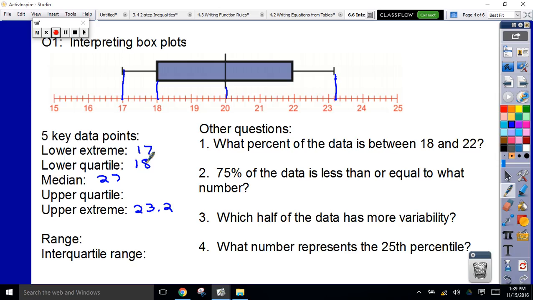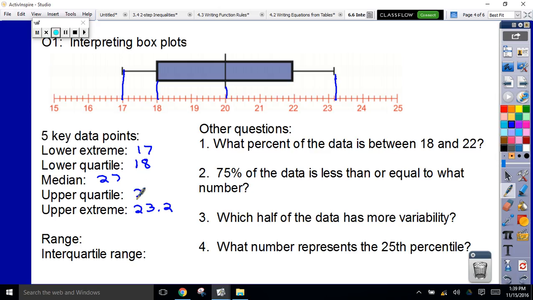Upper quartile, Nick. We only have one part left, Nick. Oh, 22. Good. We'll say it's 22. It's close enough to 22.